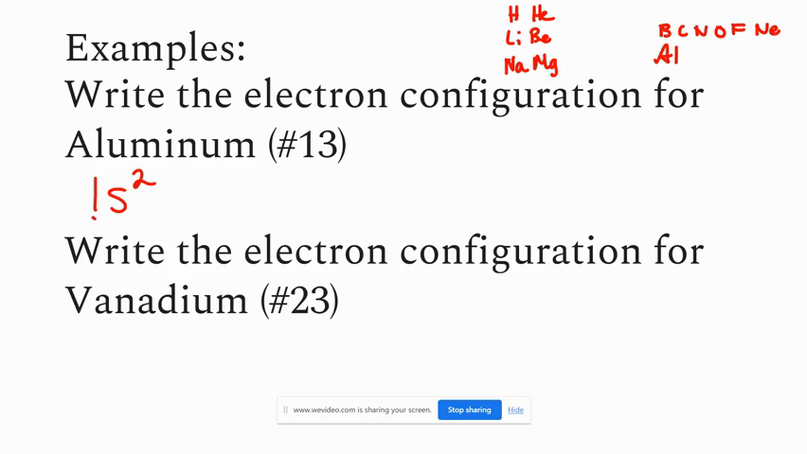What block are hydrogen and helium in? You have it color coded. S. That's where I got that. And to get to aluminum, I need both of these electrons, yes? There's my 2. That's where this 2 came from.